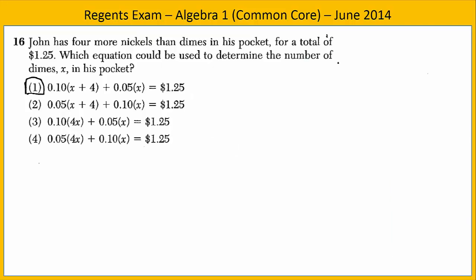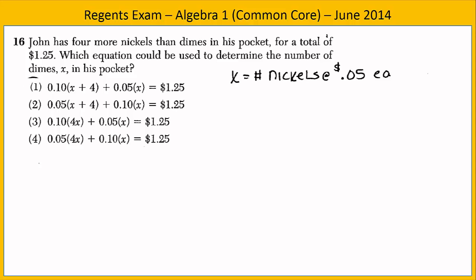In problem 16, we're told that John has 4 more nickels than dimes in his pocket, which give him a total of $1.25. Which expression could be used to determine the number of dimes, which we'll call x, in his pocket? Let's organize the information.